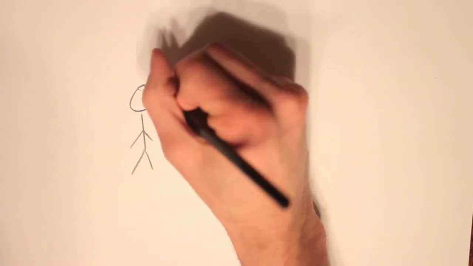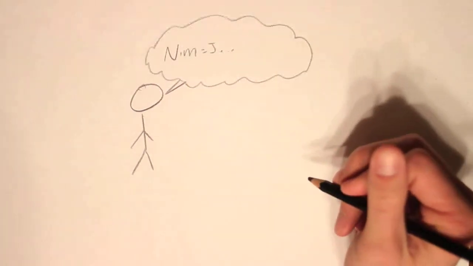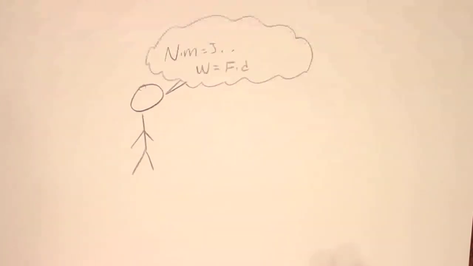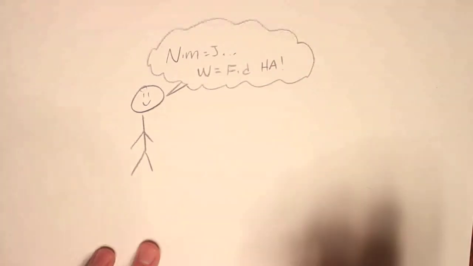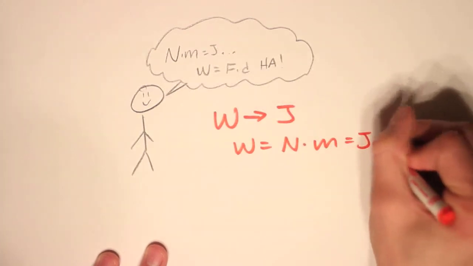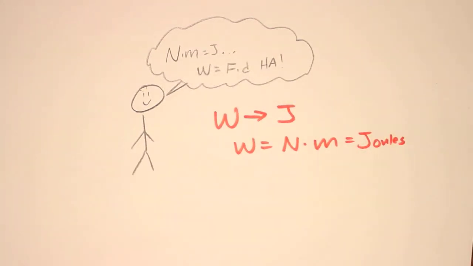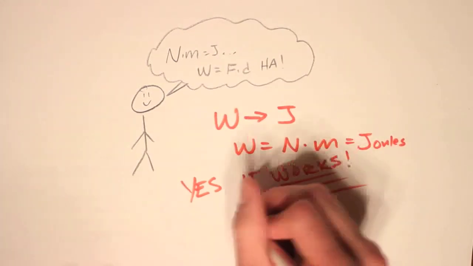Newton meters equals joules. Now you may be wondering, how do Newton meters equal joules? I'll give you a second. Work is force times distance. Haha. Force is newtons, distance is meters. Work is in joules, therefore Newton meters have to be joules. It works. That's the joke, see, because it works.